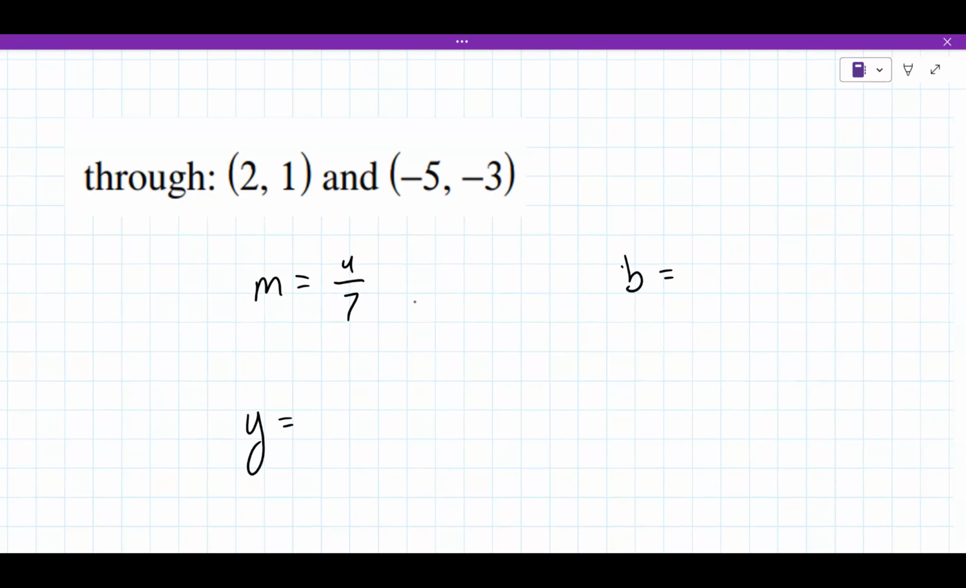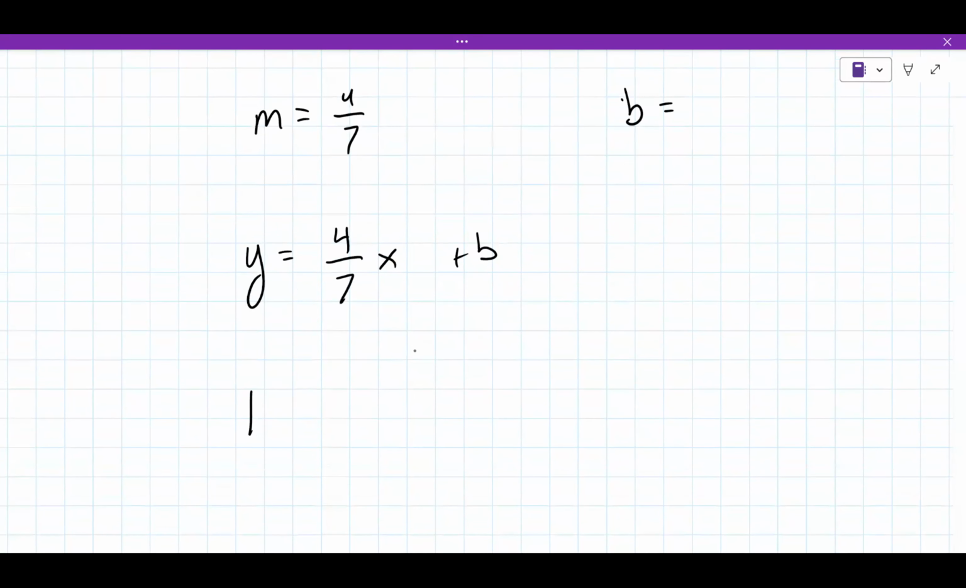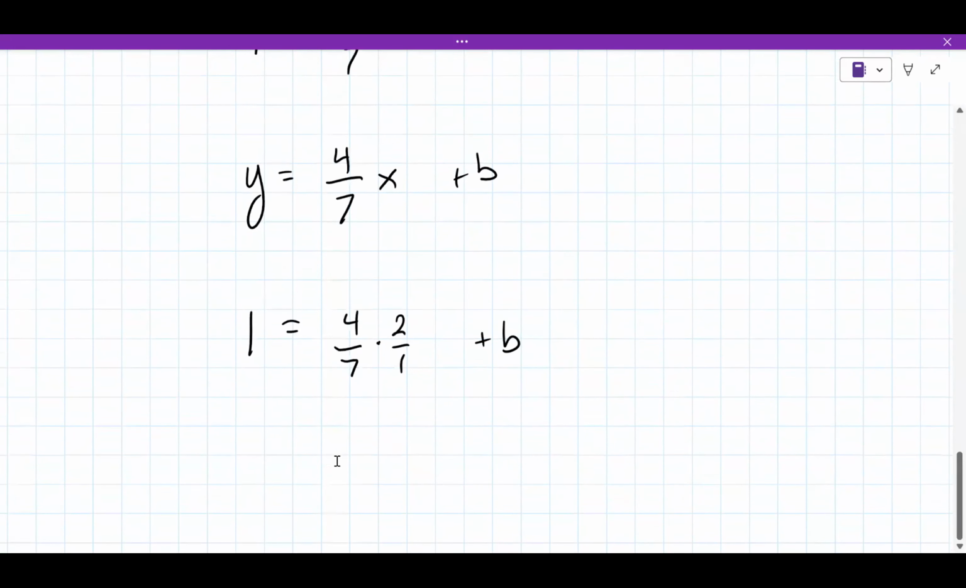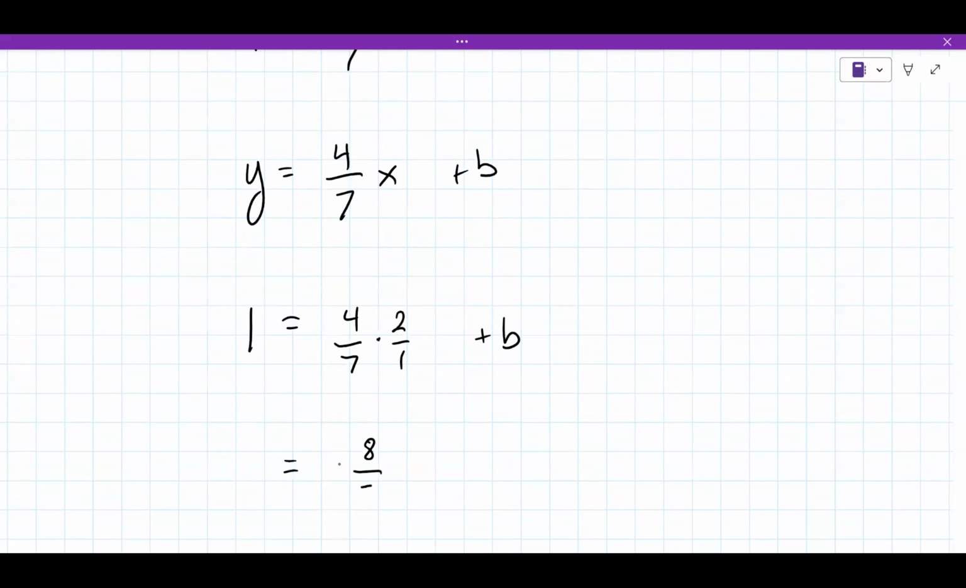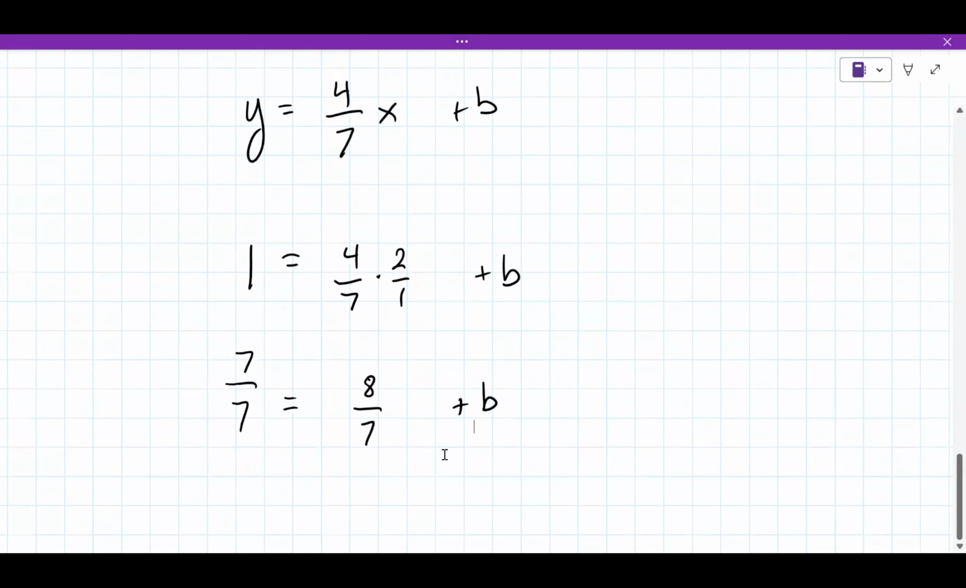So I'm detecting a pattern here. As soon as fractions get involved, bad things are happening. Which point did you use? The 2, 1 or the -5, -3? 2, 1. Okay. So that means 1 equals 4/7 times 2/1. What does this fraction on the right become? 8/7. Now 1 is really 7/7. So it would just be 1/7. Nope. You're solving for b. So b would equal minus 1/7.